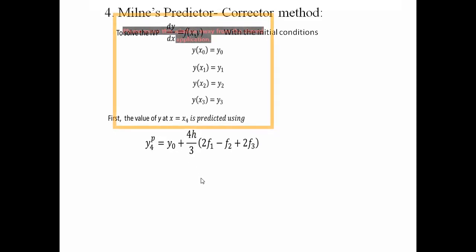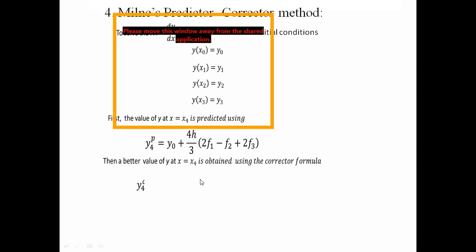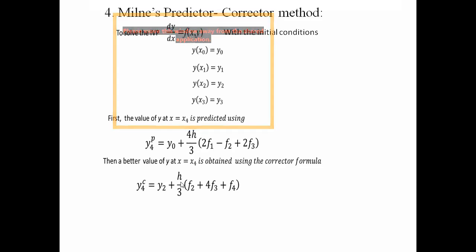Then modify the answer. That means improve it using the corrector formula. The corrector formula is shown by writing y with superscript c. That means the value of y at x is equal to x4, and it is the corrected value. It is given by y2 plus, you have to note the starting point here. Before it was y naught, but here it is y2 plus h by 3, not 4h by 3, into f2 plus 4 times f3 plus f4. So using this formula, you have to correct the solution.